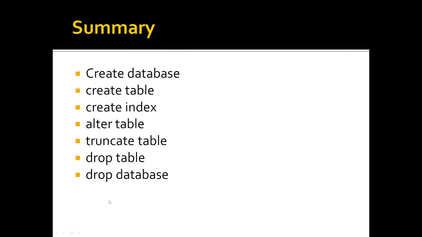Okay, so in summary, we use create database to create databases, create table, where we define the columns, to create tables, create index to make searches faster, alter table if you want to add, drop or change columns in our table, and also to delete an index. Truncate table is to delete data, or actually it is as if we are resetting the table, back to 0. Drop table will delete the table, and drop database will delete the whole database.